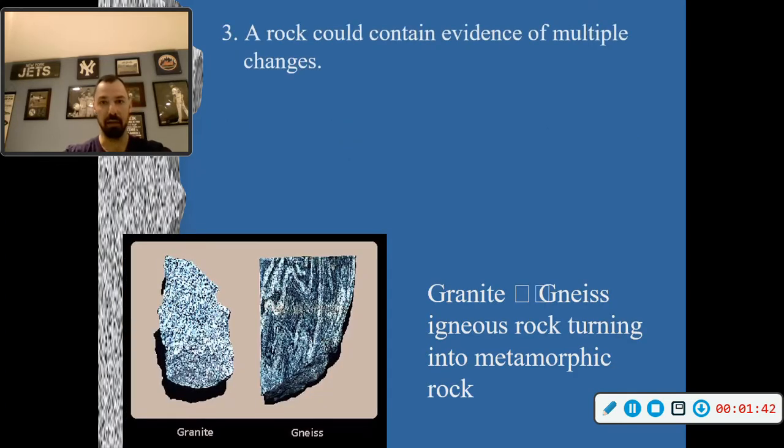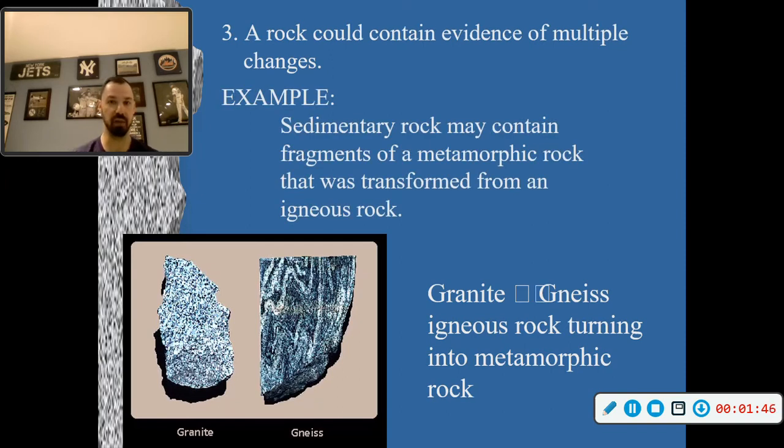So a rock can contain evidence of multiple changes also. For example, a sedimentary rock may contain fragments of metamorphic rock that was transformed from an igneous rock. So you could have multiple origins as a result. Another example is granite changing into gneiss, so that's an igneous rock changing into a metamorphic rock.